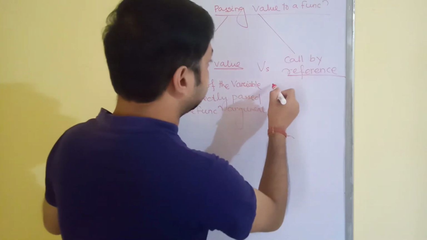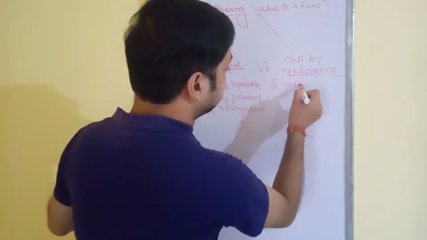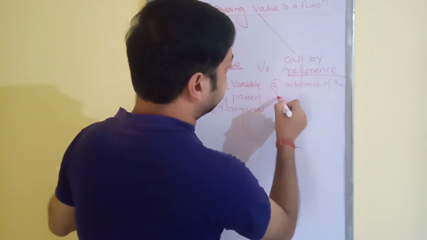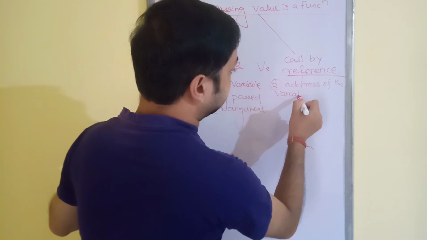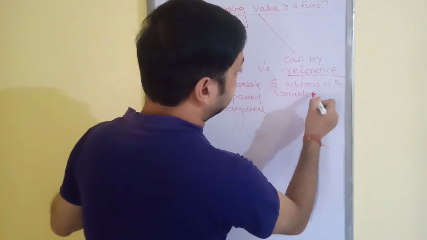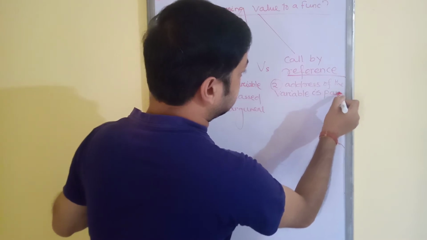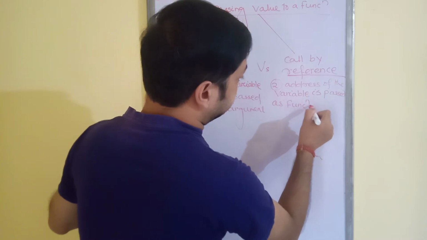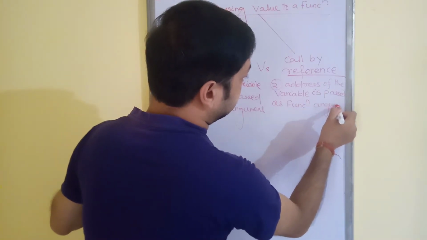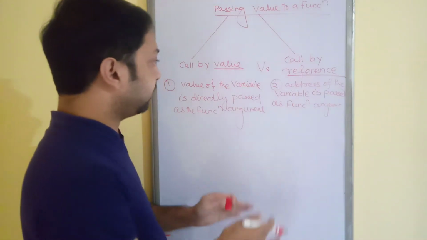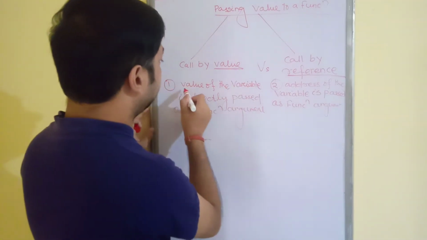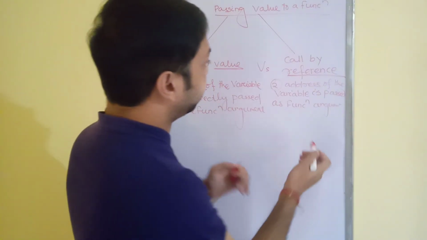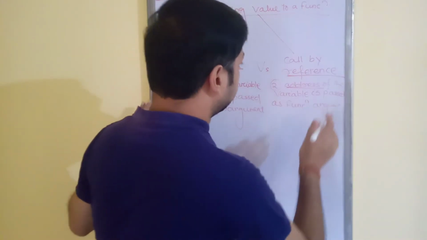Similarly, in call by reference, the address of the variable is passed as the function argument. Or you can say that in call by value, whenever you are calling the function, you use the value of the variable, whereas in call by reference, whenever you are calling a function, you use the address of that variable. So that is the first point.